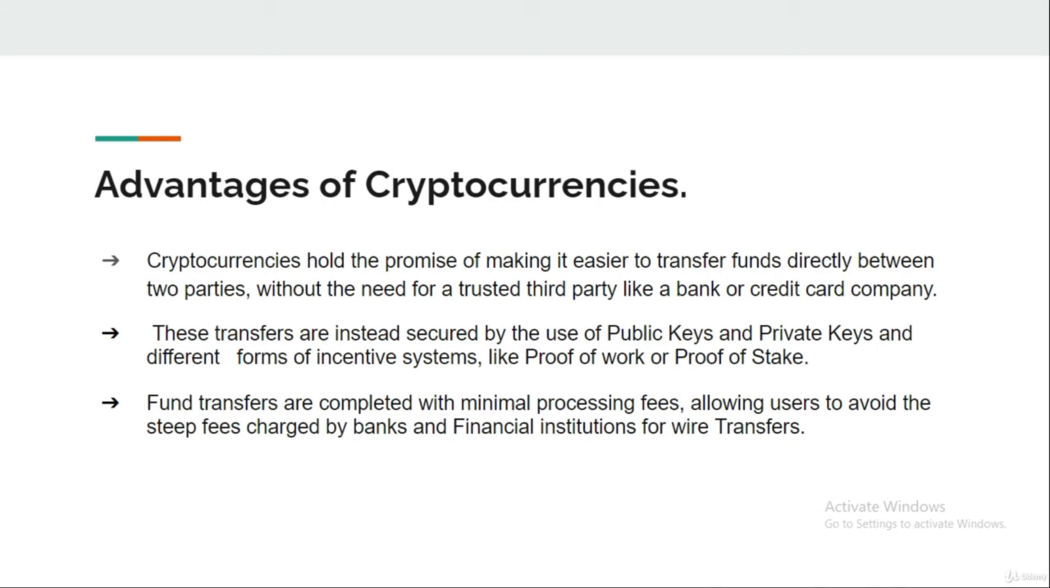But there is one disadvantage, we can say a drawback, of Bitcoin transfers: they can be traced. Once you send a Bitcoin to a particular public key, you cannot recover that Bitcoin like we can do in the case of bank transfers. Let's move towards the disadvantages of Bitcoins.